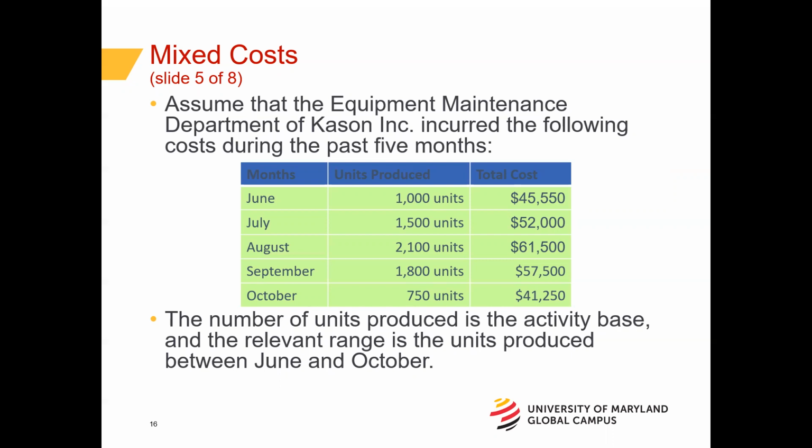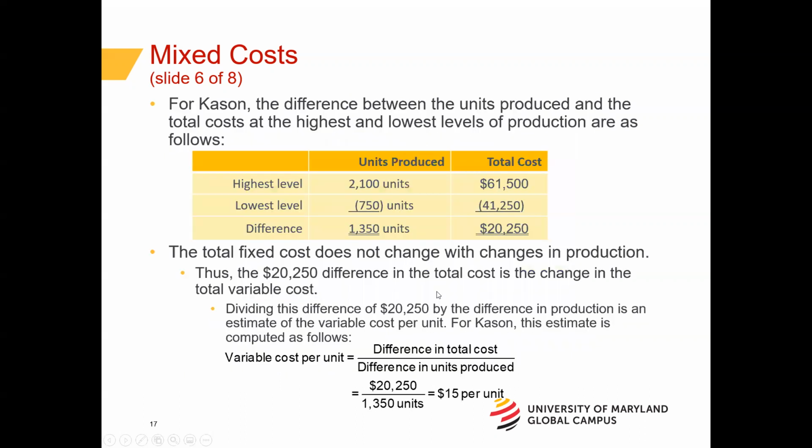How do we know it's the high point? It's the highest number of units produced, and it's the highest total cost. Sometimes those may not always be correlated, but what we're looking for here is the highest total cost. And the lowest number of units produced was in the month of October with 750 units, and we came at the lowest total cost of $41,250. That gives us the high-low method. So now we've discovered that our high is in August and our low is in October.